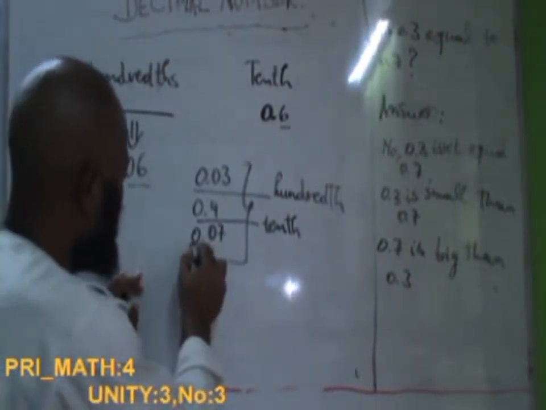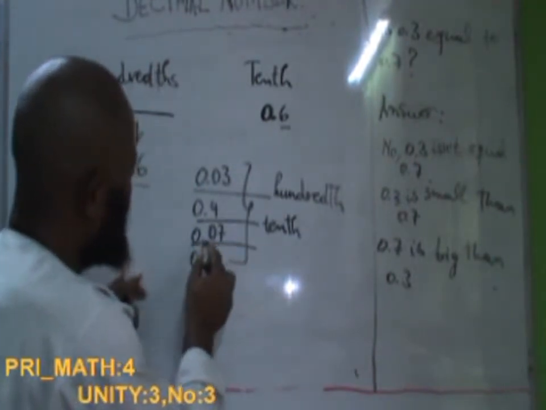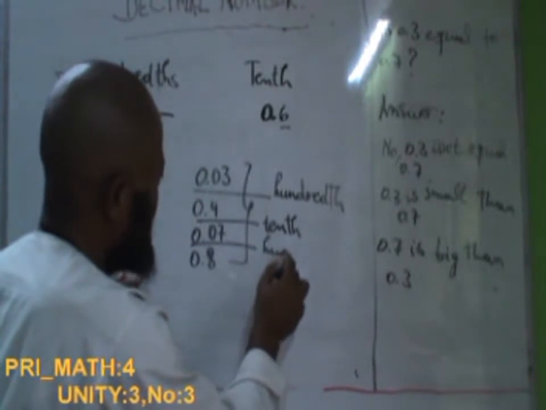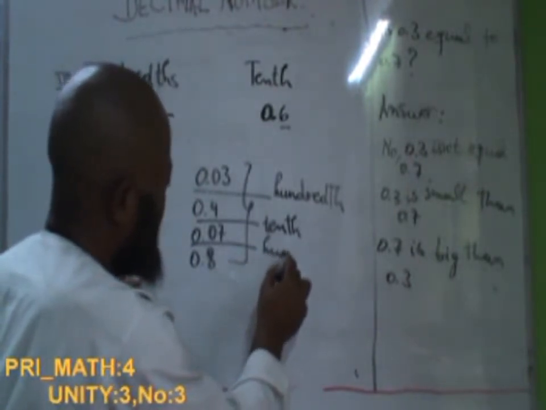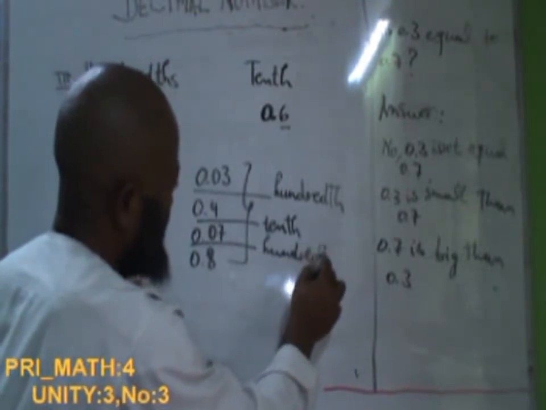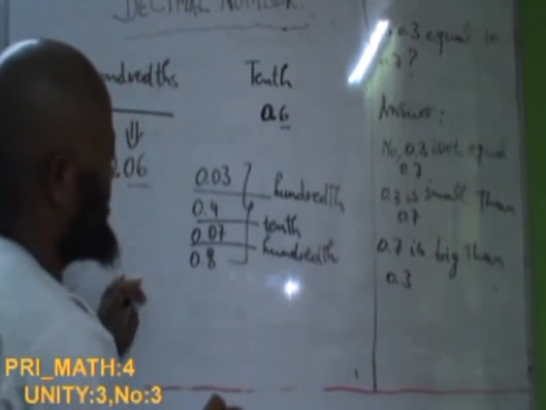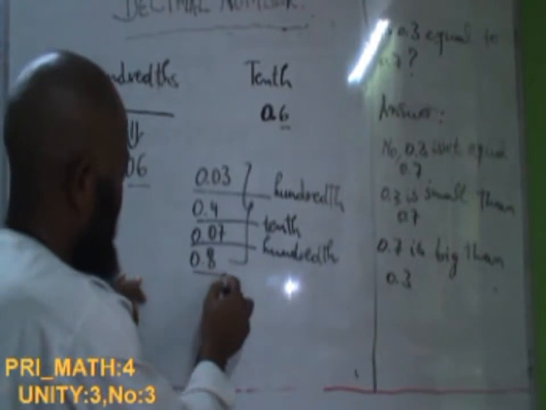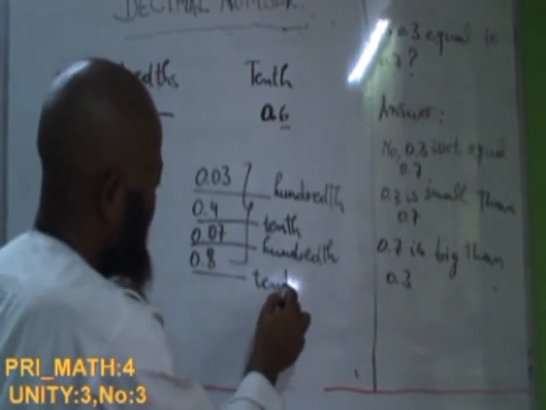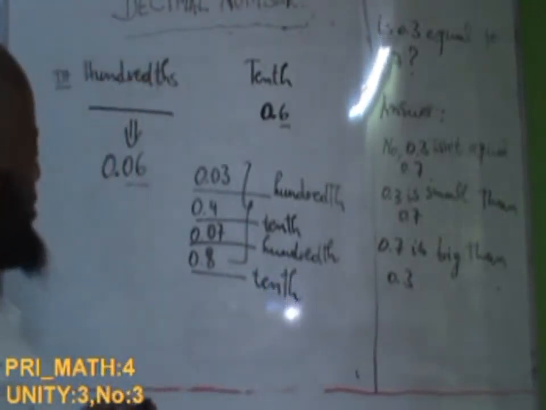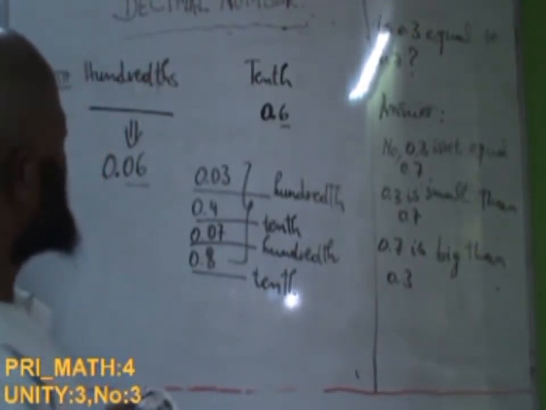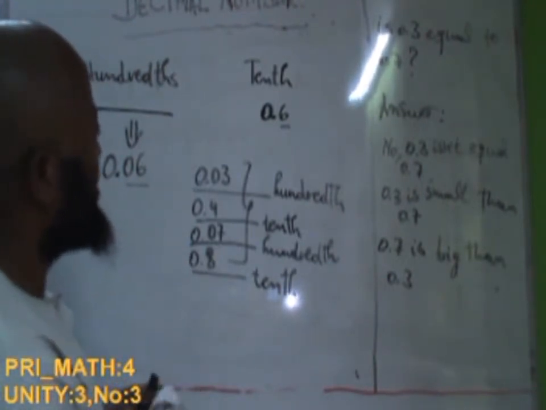Also 0.07 will be called hundredth, and the last one will be called tenth. So let us proceed.